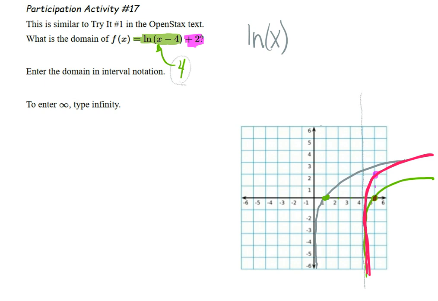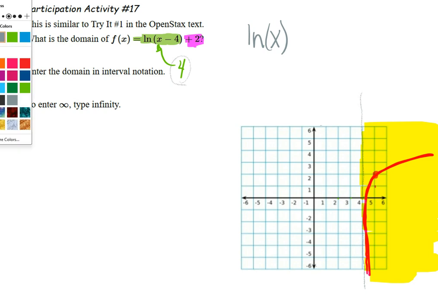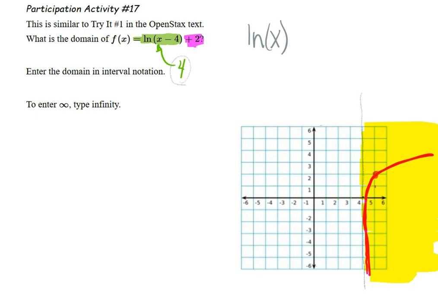And they want to know what the domain is. Well, the domain, I'm going to highlight this. My pink graph, I'm going to erase the gray one, erase the green one, erase that dot too. This function starts at this line and goes to the right. Those are all of your x coordinates. Anything to the right. So you're really looking at from here to there. You're going in this direction.